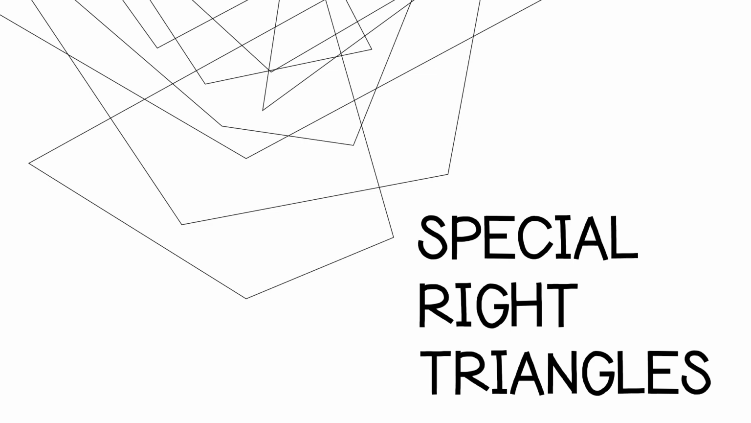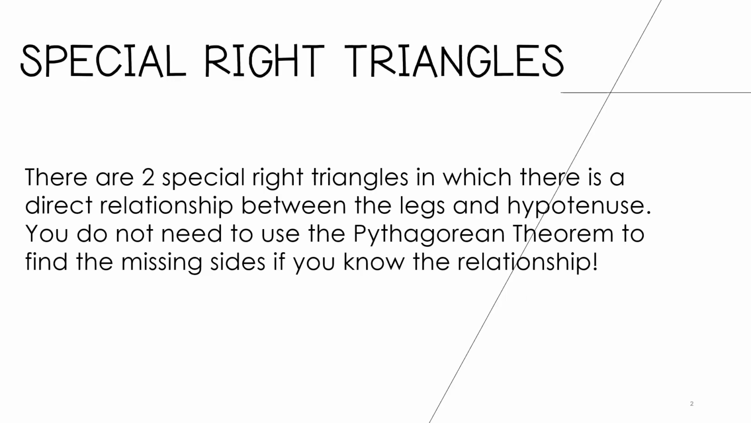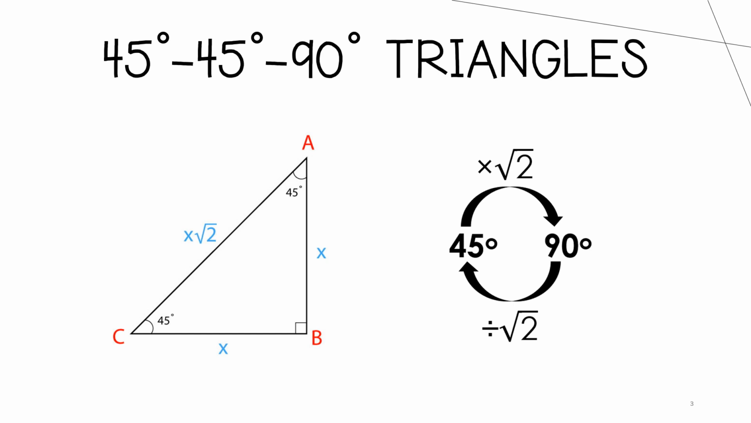So our first special right triangle is a 45, 45, 90 degree triangle. What that means is it's a right triangle and both of the angles are 45 degrees. That means that it is isosceles, so both of the legs are congruent. In this figure, we're just going to call the legs x and x.